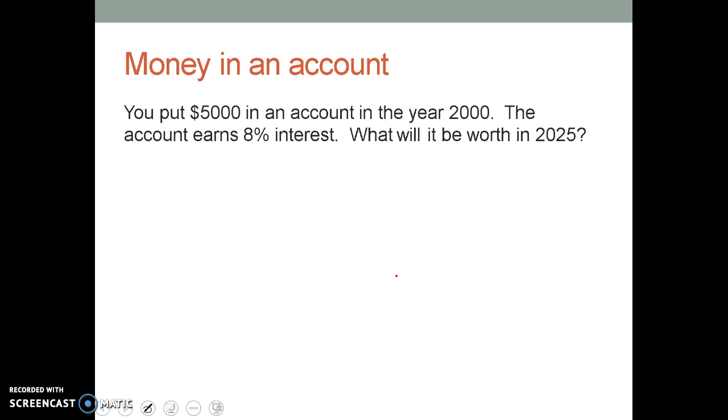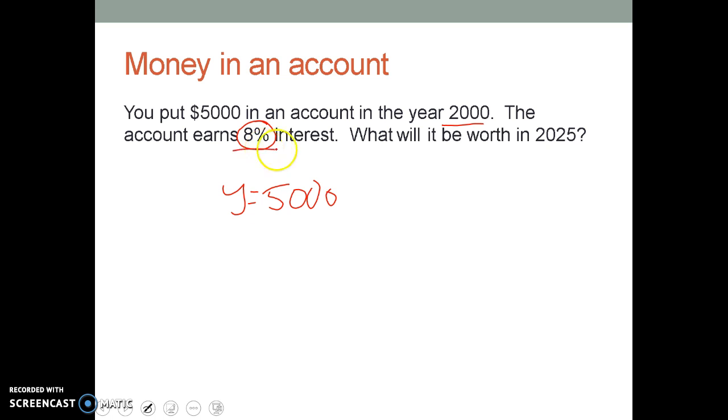Let's suppose you put $5,000 in an account in the year 2000. And the account makes 8% interest. What will the account be worth in 2025? Well, let's first write the equation. The beginning amount is $5,000. So we're going to start with $5,000.